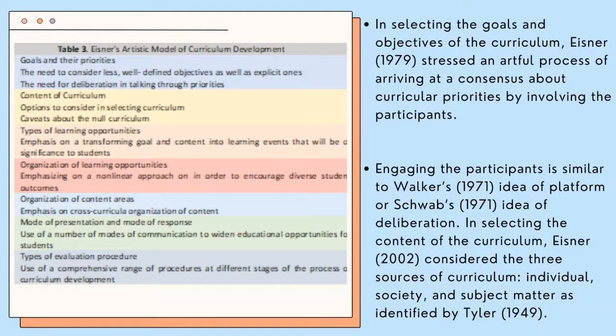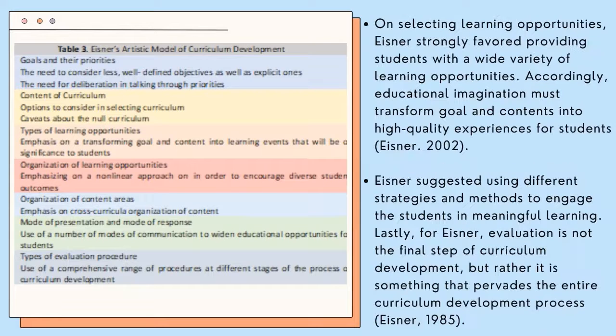So, for the third part, we have the types of learning opportunities wherein we have to emphasize transforming goals and content into learning events that will be of significance to students. So, on selecting learning opportunities, Eisner strongly favored providing students with a wide variety of learning opportunities. Accordingly, educational imagination must transform goals and contents into high-quality experiences for students.